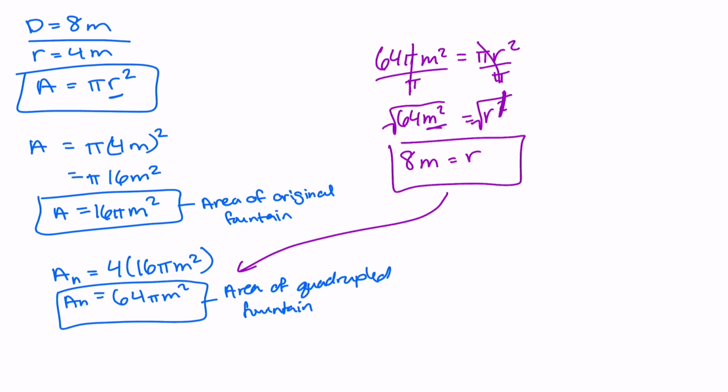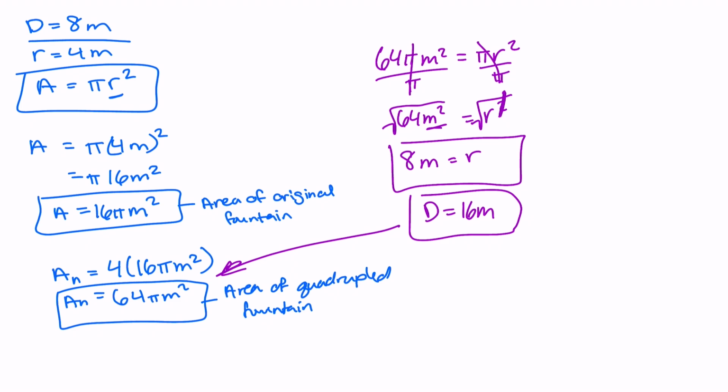But we want to figure out the diameter that was used to produce this area. So remember, diameter is 2 times the radius. So the diameter is going to be equal to 2 times r, which is 16. So our diameter is equal to 16 meters. Okay, now that we know the diameter that was used to produce the quadrupled one, we can then compare it to the diameter that was used to produce the regular one, which is this 8 meter diameter. And we need to figure out the difference so that we can figure out how much we need to increase the diameter to get to this quadrupled one.